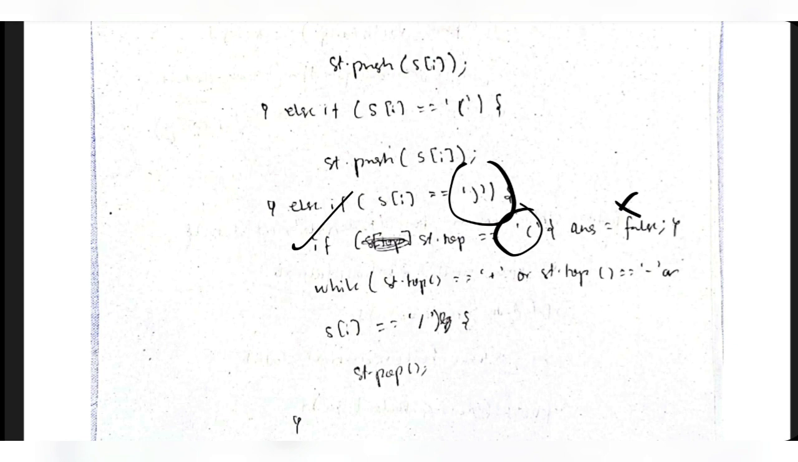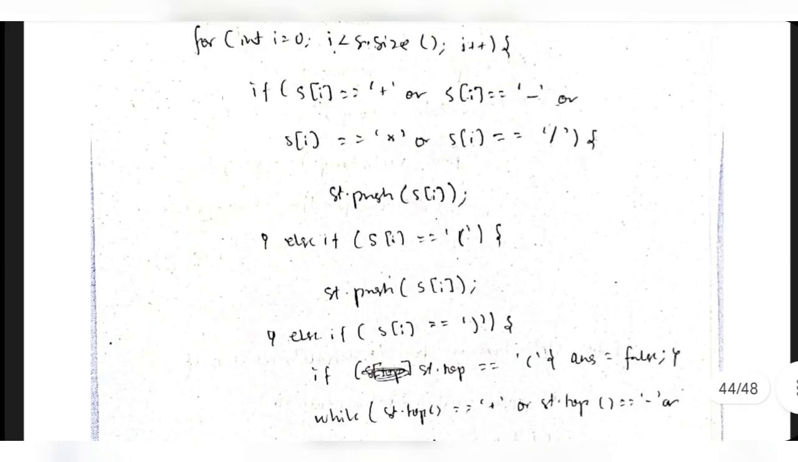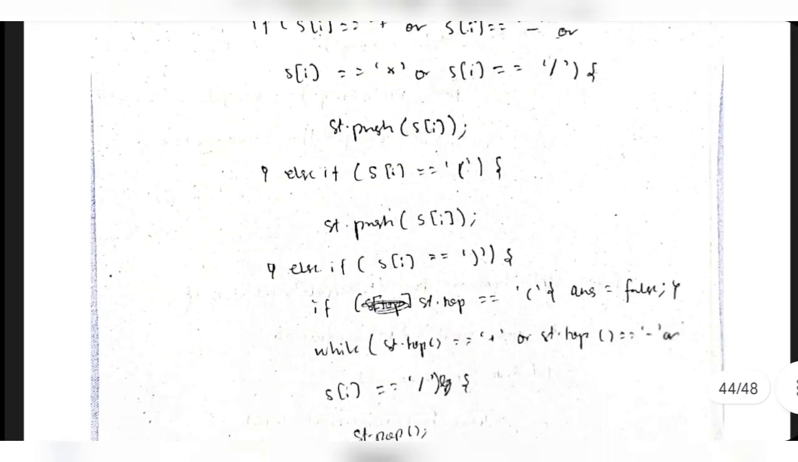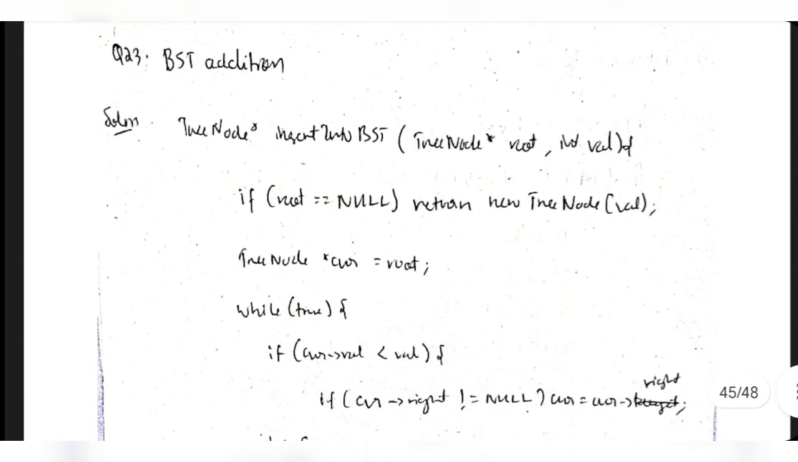Okay, and as usual, if it is plus or minus, we'll just be popping it. Okay, so this is the code for checking redundant parentheses. Moving on, we have the BST addition. Addition means adding a new node to the existing tree.